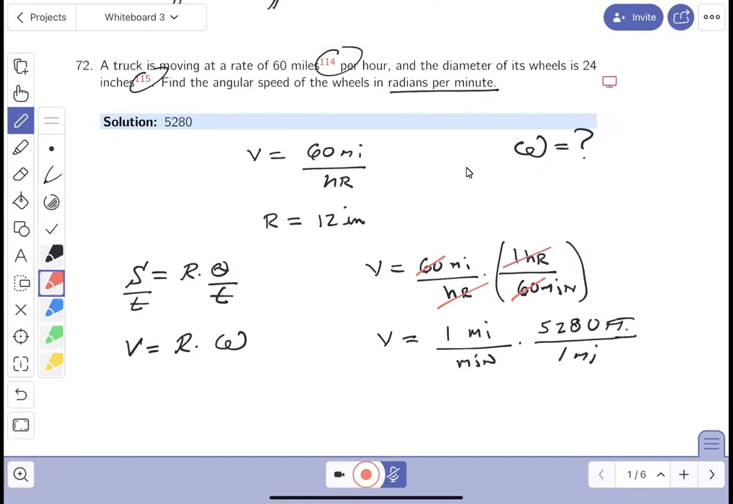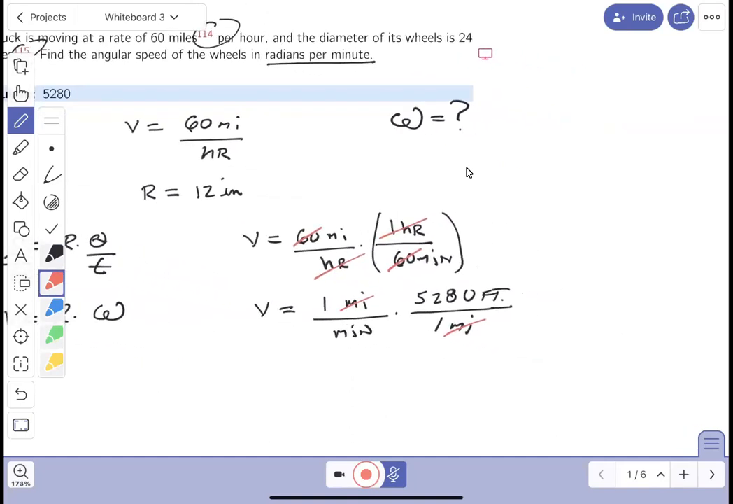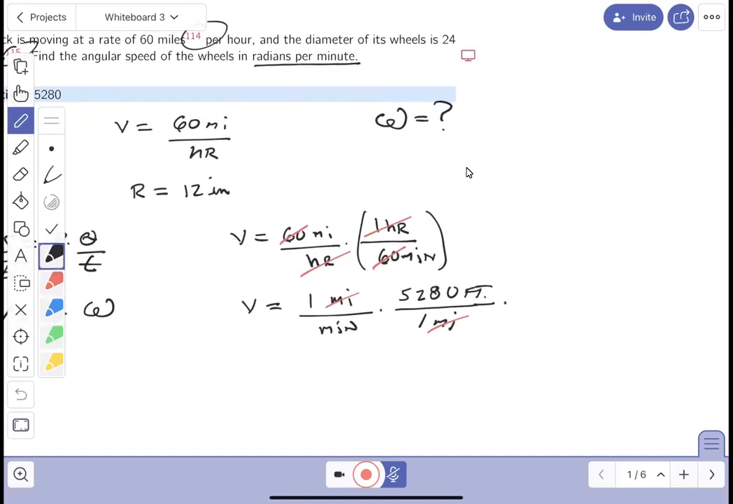What cancels there? Miles cancel now. But I still have to get the inches. How many inches are in every foot? 12 inches in every 1 foot, and that's a unit conversion factor. What disappears there? Feet. So I have V now. V is 5,280 times 12 inches per minute.